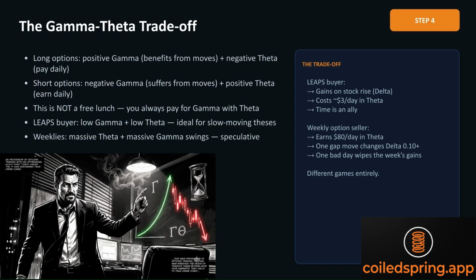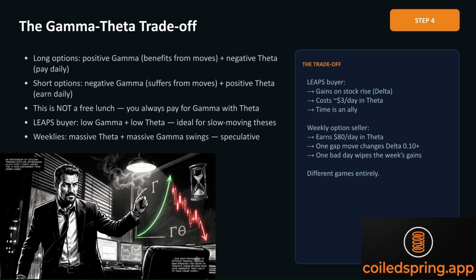Positive gamma means your position accelerates in your favor when the stock moves your way, as we covered in the previous slide. The position builds momentum. Convexity works for you. Negative theta means you pay for that privilege every single day. Time passes, value erodes. The clock is always running. These two Greeks are permanently linked.